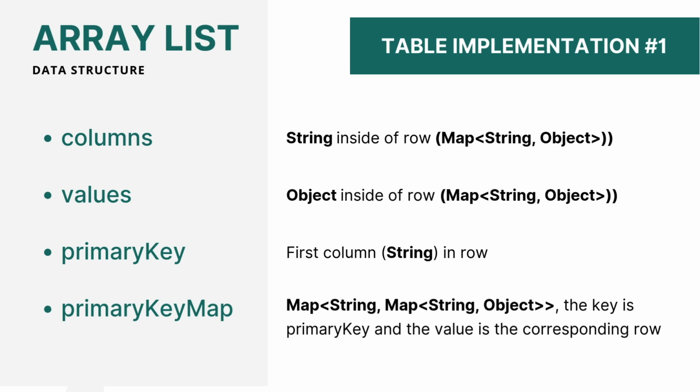Our first table implementation will be array list, which consists of columns, which are strings inside of the row, values, which are objects inside of a row, the primary key, which is the first column in a row, as well as a primary key map which stores the primary key and the value in the corresponding row.